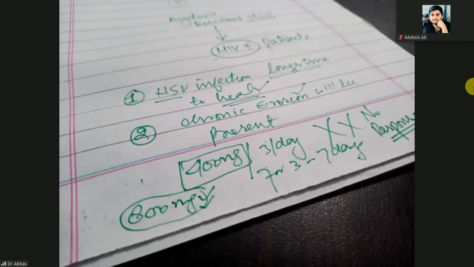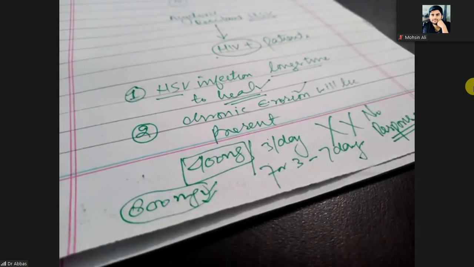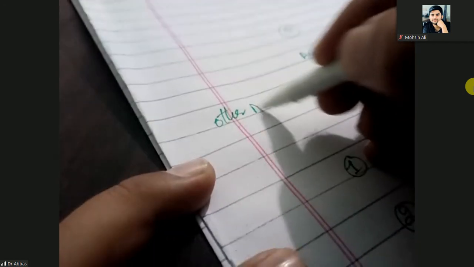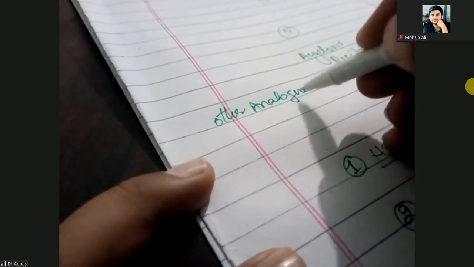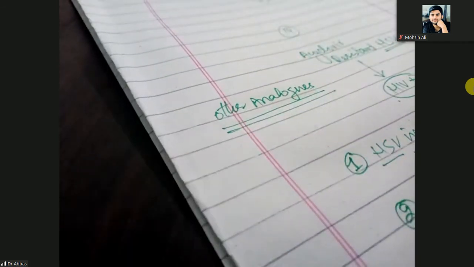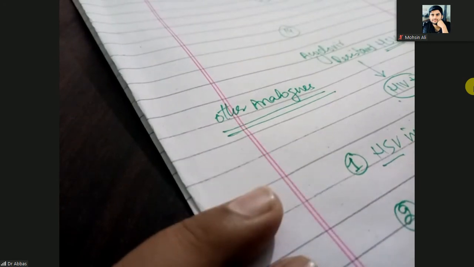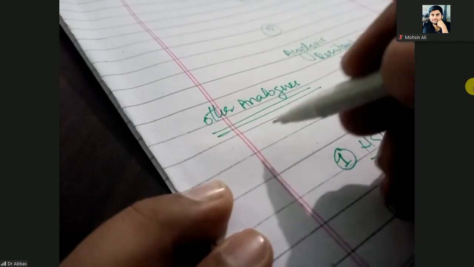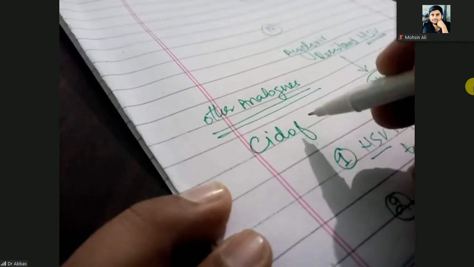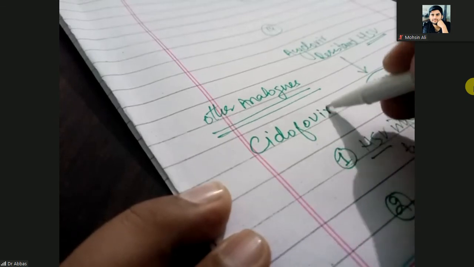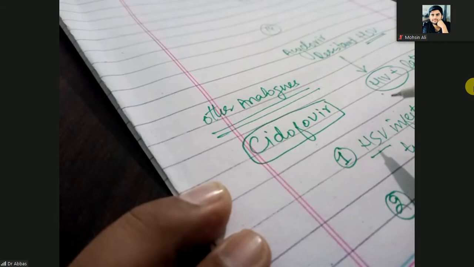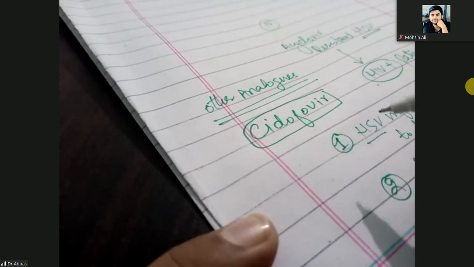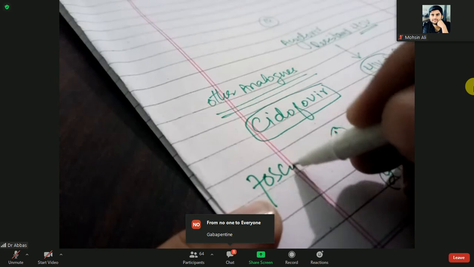So what will you do? You will change the acyclovir to other analogs, because acyclovir will not work here. What are the other analogs? That is the cidofovir. You will give the cidofovir. Never give the acyclovir again, and you can give the foscarnet.